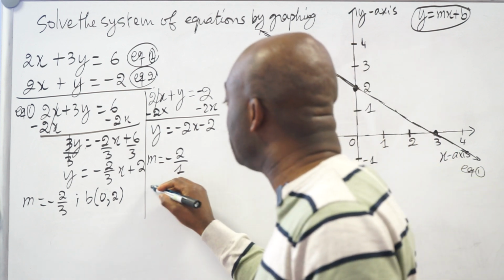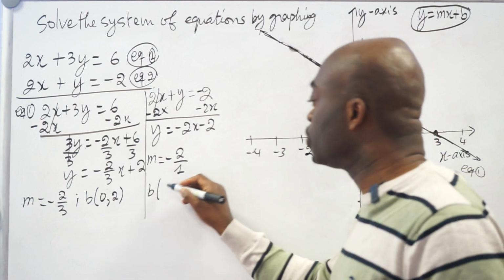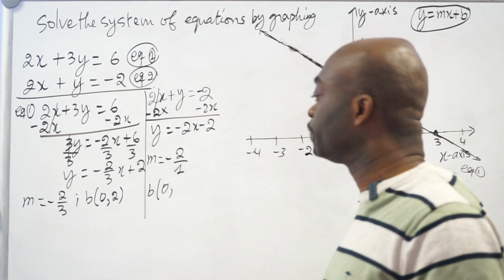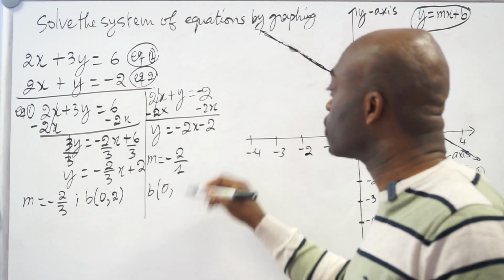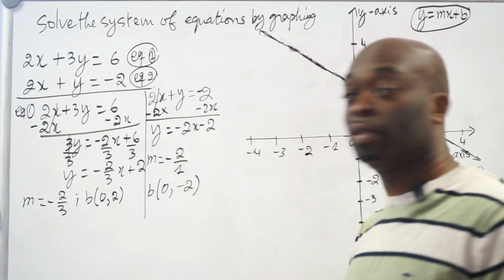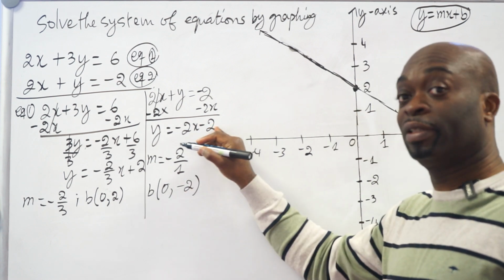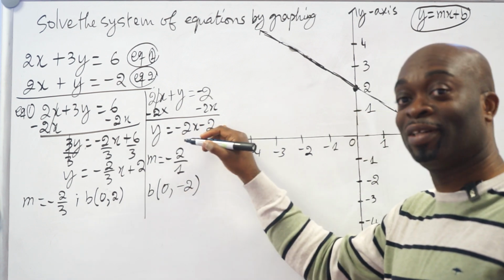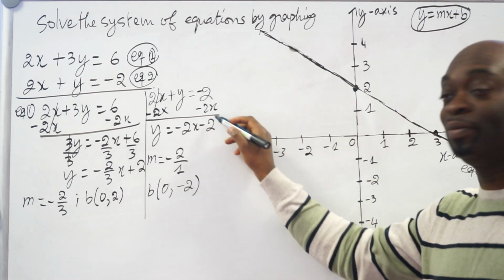And then what's going to happen? b then is going to be what? 0 for x. x is always 0 there. And then y is what? So y is negative 2. Okay? So x is 0 and y is negative 2. This negative 2. Not this one, but this one. Always. The b. It's that value.